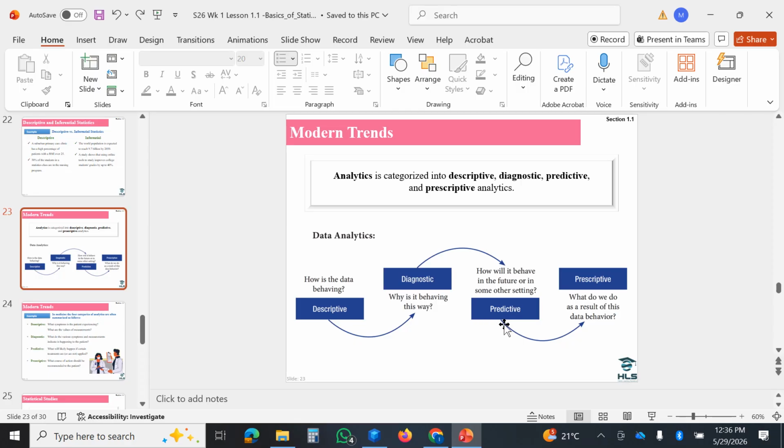And then we've got predictive, right? That's basically the whole aspect of science, is repetition, being able to predict what is going to happen, because that's the state of the universe. Science loves regularity. How will it behave in the future, or in some other setting? And then we have prescriptive. What do we do as a result of this data behavior? How can we use this information to better humankind?